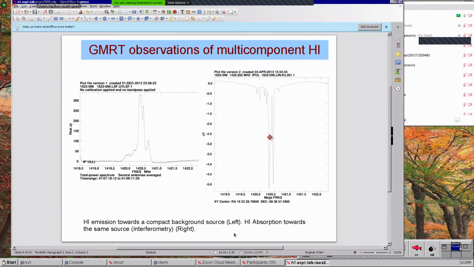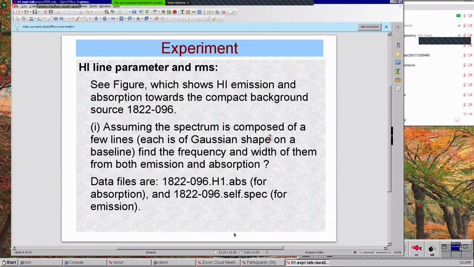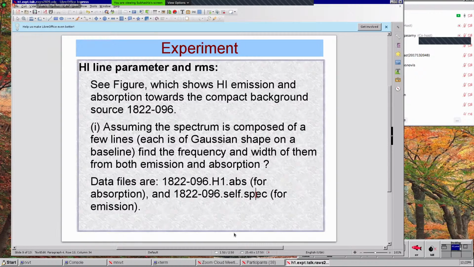Okay, now this was the first part. This H1 absorption and emission are both shown here in the file. This is experiment number 1, H1 line parameter, and it will also have another component called the RMS.